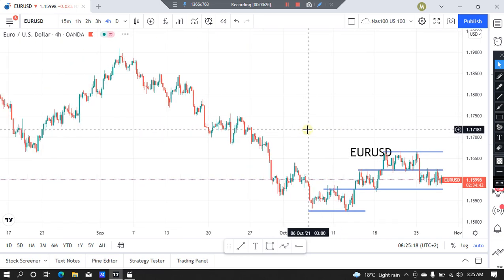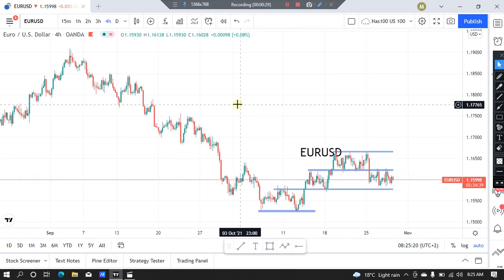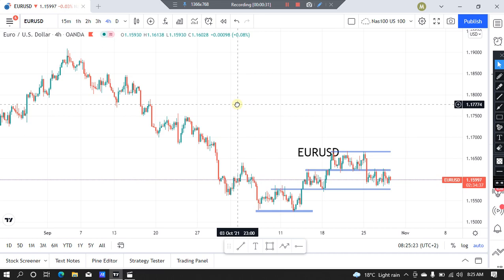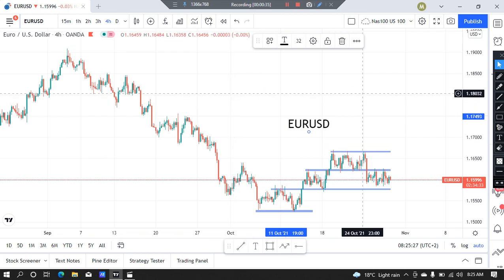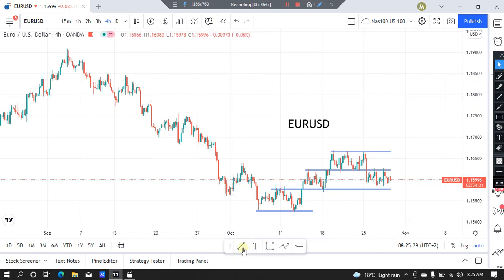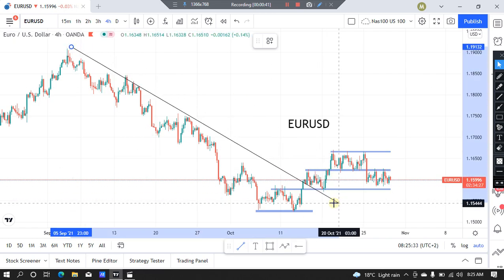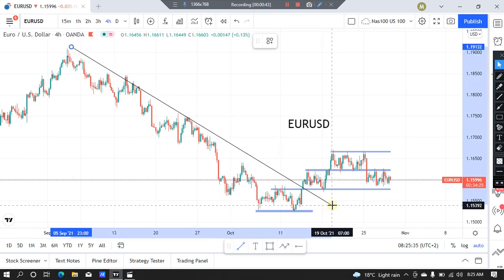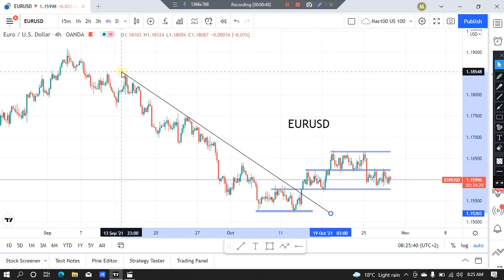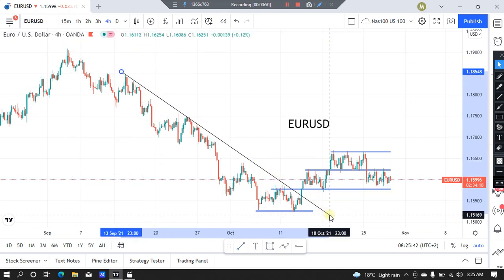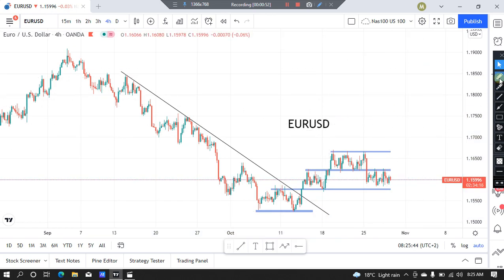Here we are on Euro USD and we are on a 4 hour time frame. So I just want you to see something here. On this 4 hour time frame, before we have this breakout, let me show you something. We had something like this for some time. You see, we had something like this for a very long time. The market was just respecting this resistance going down, right?